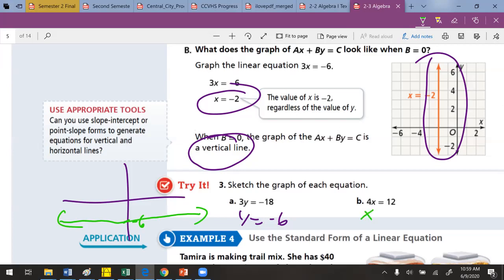Let's get x by itself for this one. x equals 3. Let's graph that real quick. Okay, it's going to cross the x-axis at 3, and it's vertical.